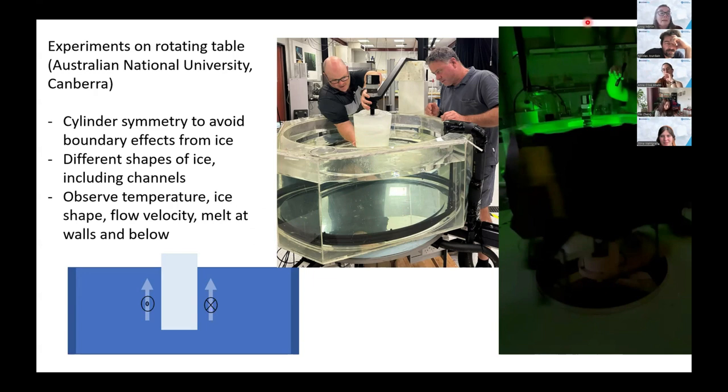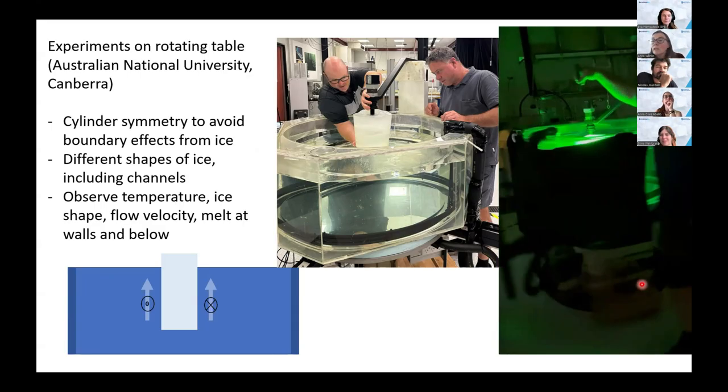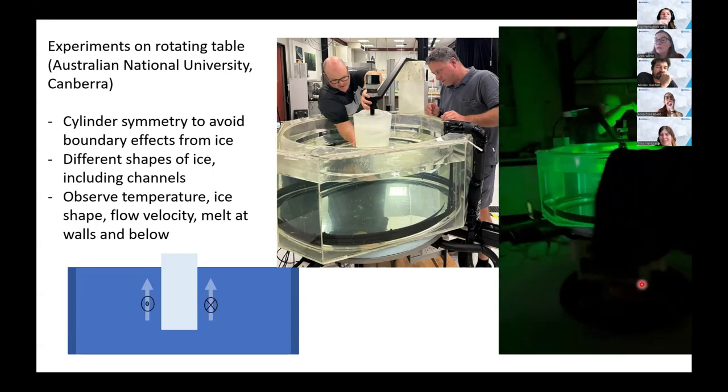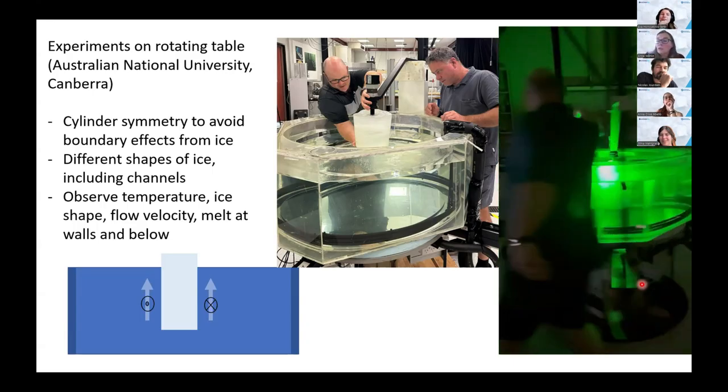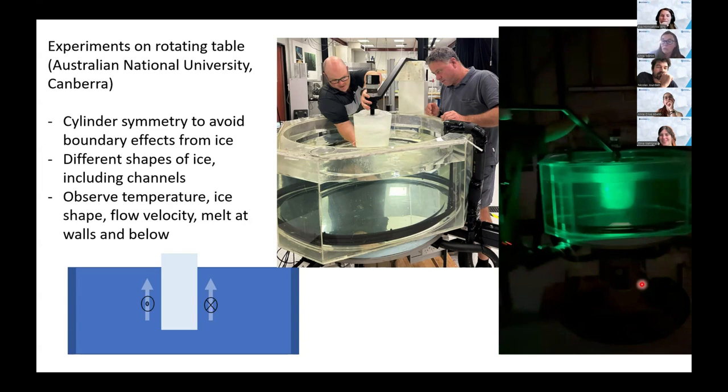And if you're not familiar, a rotating table is used to simulate the Coriolis frequency. So this is it here, and I think there is a movie, if I can get it to show. Sorry. Yeah, there it goes. So this is what it looks like when you run an experiment. The laser is to do some PIV to get velocity.